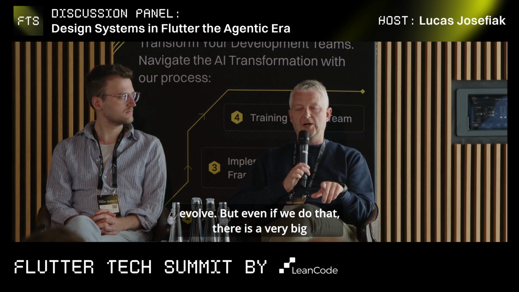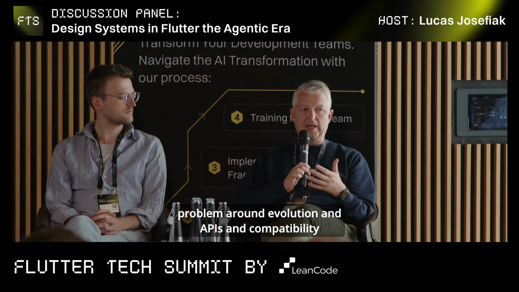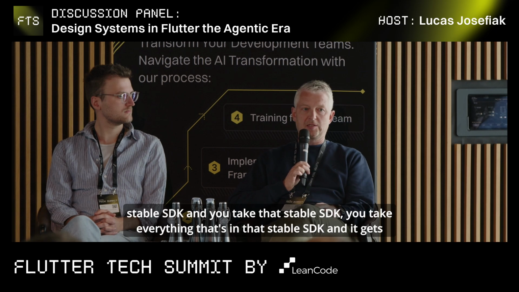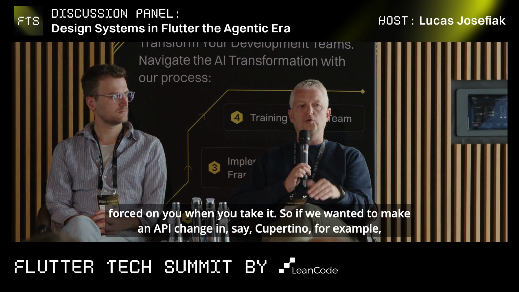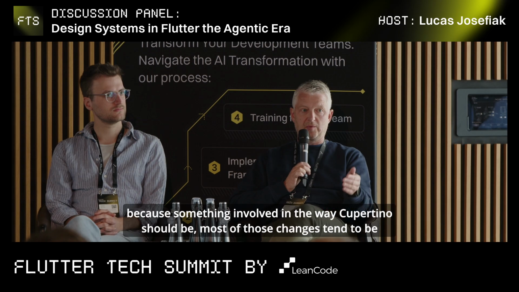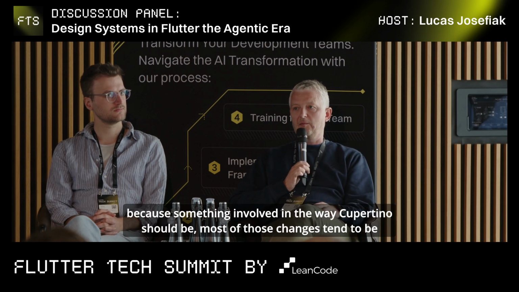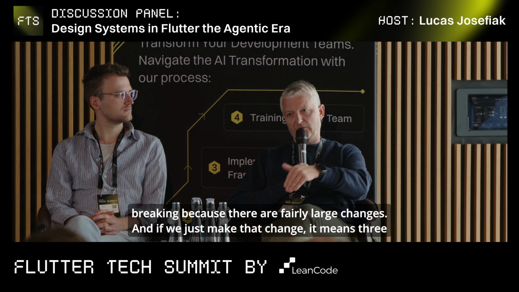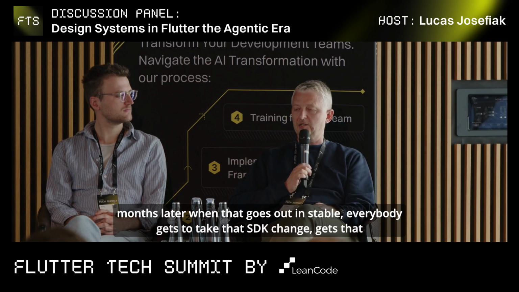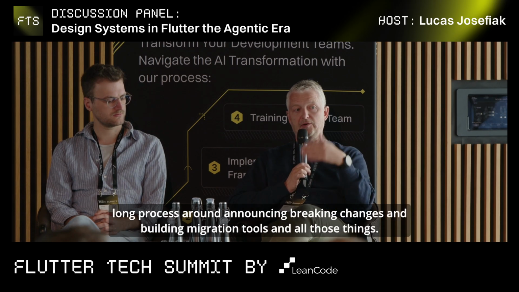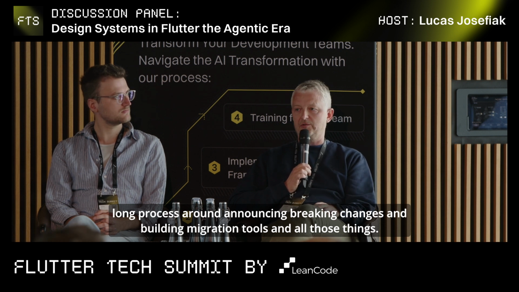But even if we do that, there is a very big problem around evolution and APIs and compatibility in general. The Flutter framework is one unit of versioning today. So when we ship a new stable SDK, you take everything that's in that stable SDK and it gets forced on you when you take it. So if we wanted to make an API change in, say, Cupertino, because something evolved in the way Cupertino should be, and most of those changes tend to be breaking because they're fairly large changes, and if we just make that change, it means 3 months later when that goes out in stable, everybody gets that breaking change forced on them. That makes it really hard to evolve, right? There's a very long process around announcing breaking changes and building migration tools and all those things.